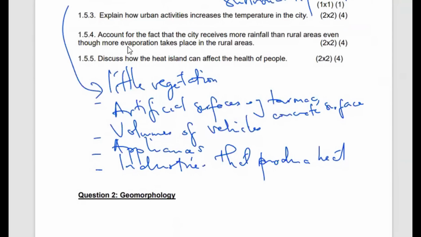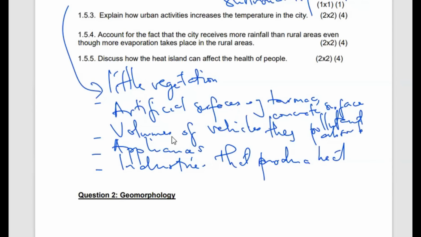Right. Account for the fact that, it says, explain how urban activities increase temperatures in the city. Basically, these are some of the responses leading to that. We can talk of vehicles. We are now giving details. What do they do? When there is vehicle presence, it ultimately results in pollutants. And the pollutants, they absorb heat. You can look at industries that produce heat. It's also another activity that happens in the urban area.